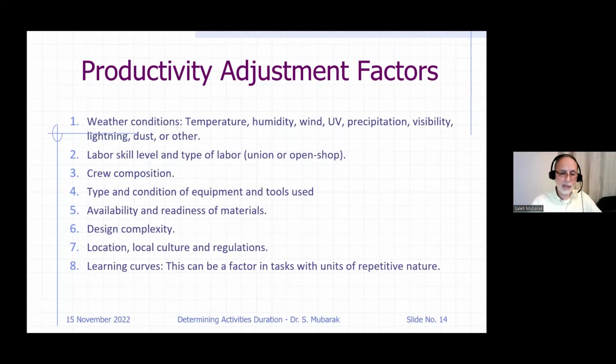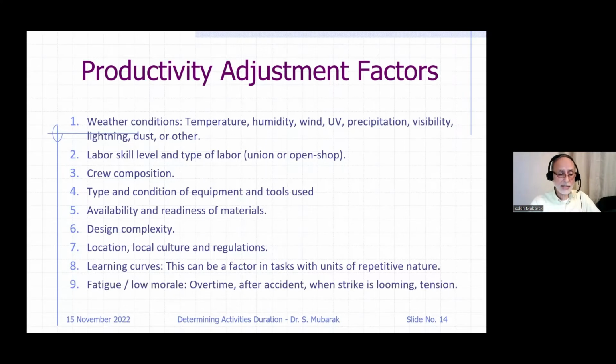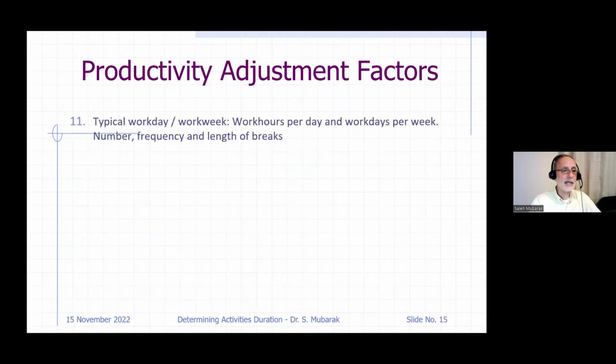Learning curves, especially when there is a repetition, items that you have to do 1,000 of them or 100. Fatigue, low morale. Fatigue is not tiredness. Tiredness is a short thing that can go away with little rest. And management style and effectiveness. Typical work day and work week, how many hours per day and how many work days per week, and the number of breaks and so on. For example, in the US, when we calculate for equipment, the hour, usually I use 50 minutes per hour. That's typical, 45 to 50 minutes per hour.